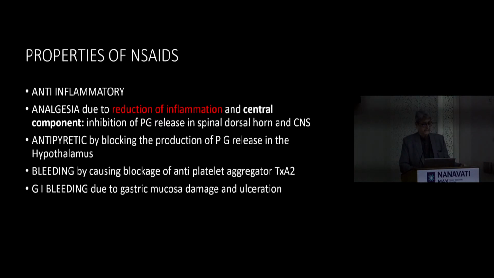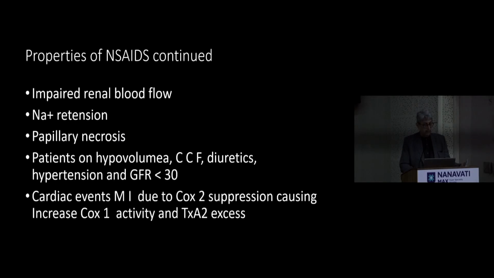Properties of NSAIDs. They are anti-inflammatory, that's how we are using them. Analgesia is because of reduction of inflammation. Antipyretic, by blocking the production of prostaglandins in the hypothalamus. Bleeding is caused because of blockage of the platelet aggregator thromboxane A2. We saw that in COX1. GI bleeding, again, COX1 is constitutively present and therefore we are suppressing that. So we get GI bleeding due to gastric mucosa damage and ulceration.